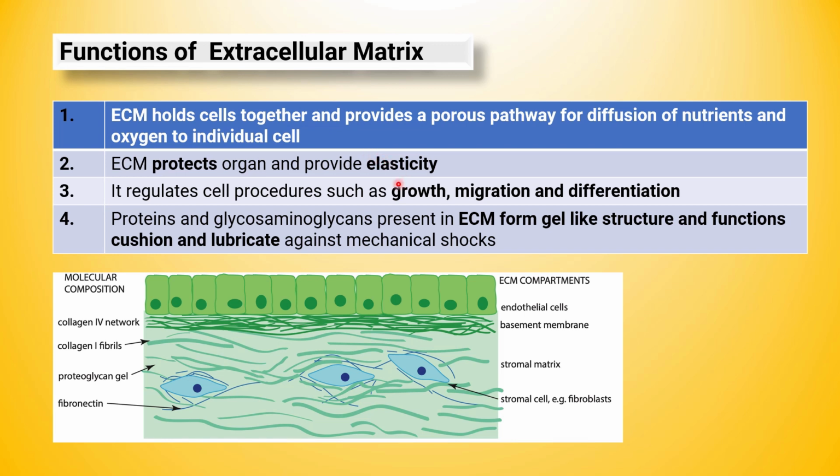The next function is that extracellular matrix protects organs and provides elasticity to organs. We'll see that in the next slide. It also regulates growth, migration and differentiation. Cellular growth, cell migration and differentiation are regulated or maintained by this extracellular matrix. And the proteins and glycans present in extracellular matrix form a gel-like structure and function as a cushion and lubricant against mechanical shock, as in the case of a joint. We will discuss that in the next slide.